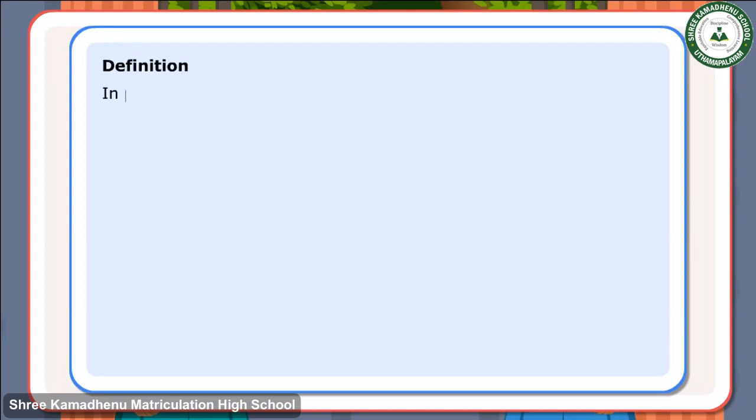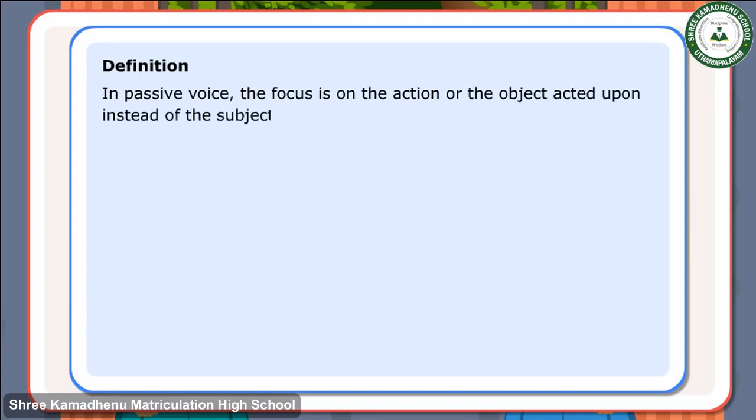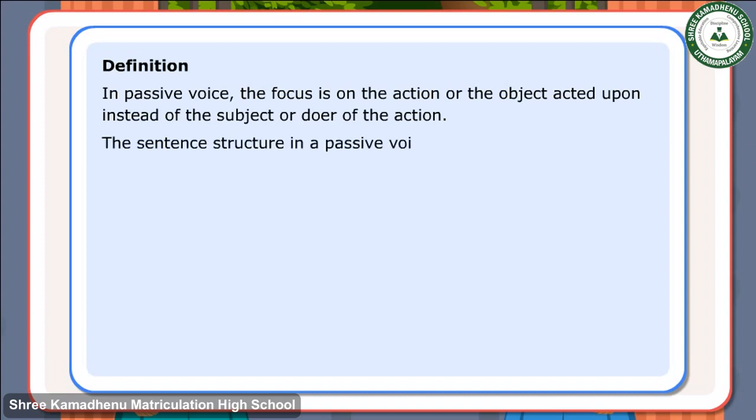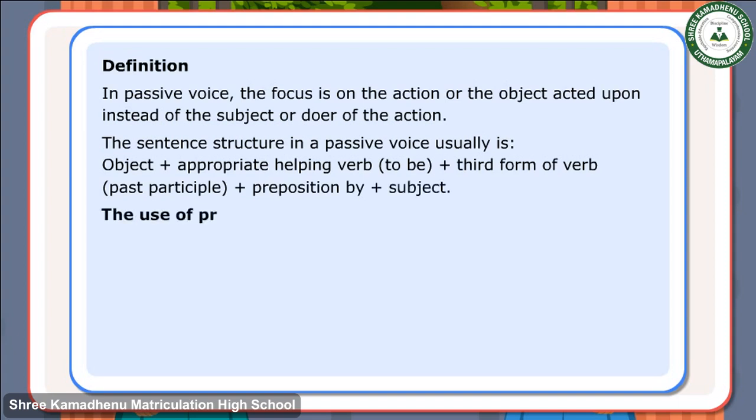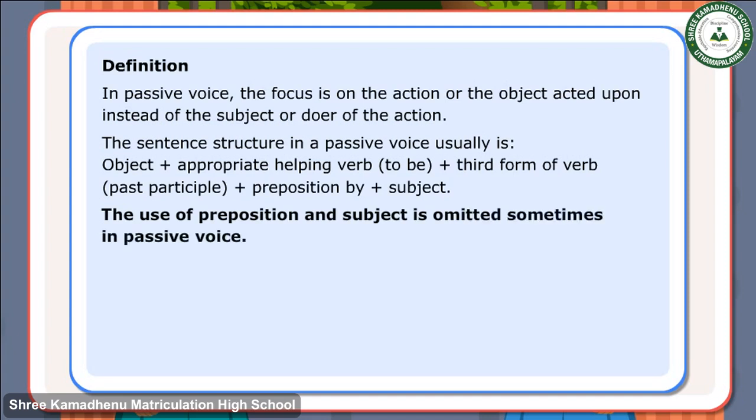Definition. In passive voice, the focus is on the action or the object acted upon instead of the subject or doer of the action. The sentence structure in a passive voice usually is object plus appropriate helping verb to be plus third form of verb (past participle) plus preposition by plus subject. The use of preposition and subject is omitted sometimes in passive voice.